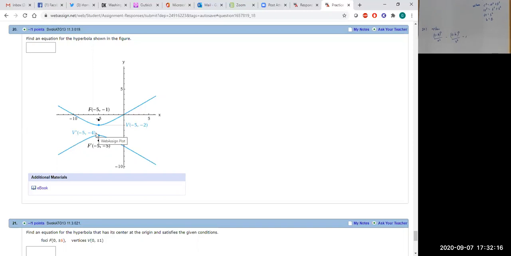I can figure out the center. Let's just figure out where the middle is between the vertices. So I'm at minus 5, minus 2, minus 5, minus 4. So in the y direction, there's a distance of 2 between the vertices. So halfway is 1. So basically, I know the center is minus 5, minus 3.